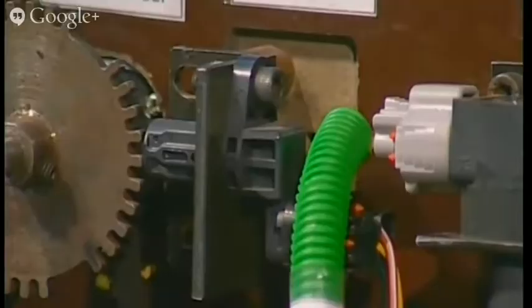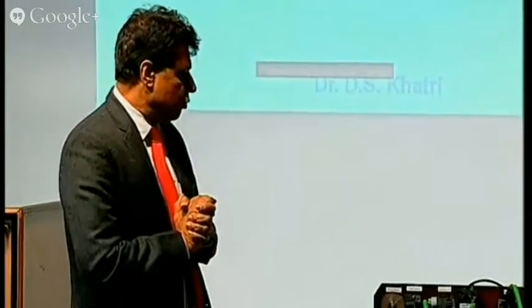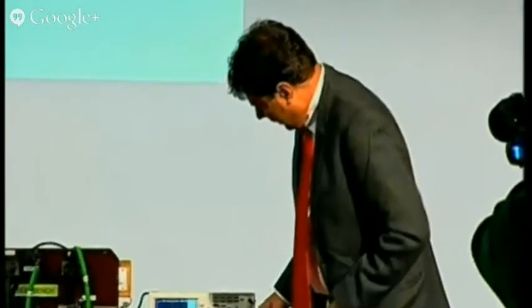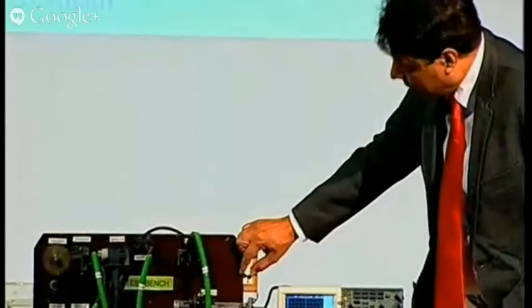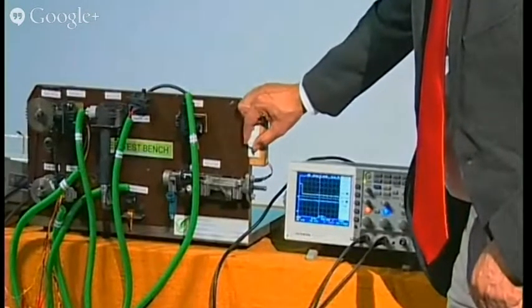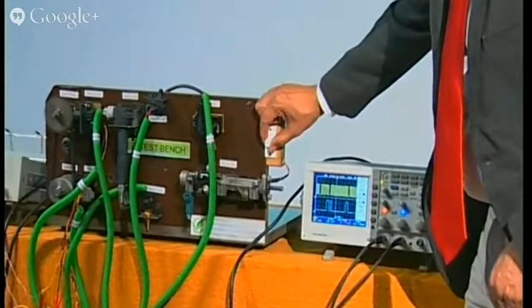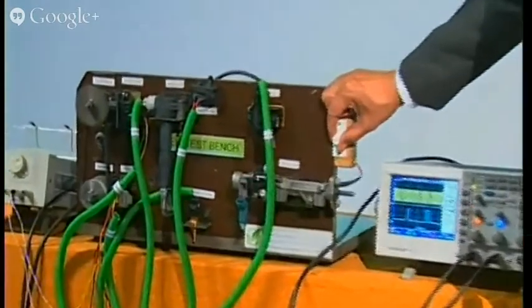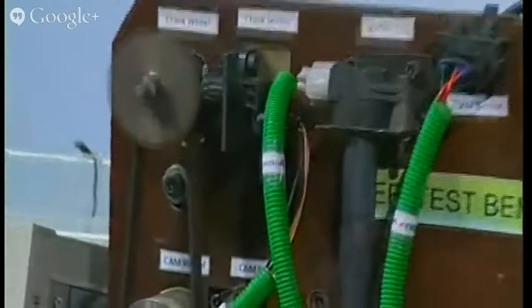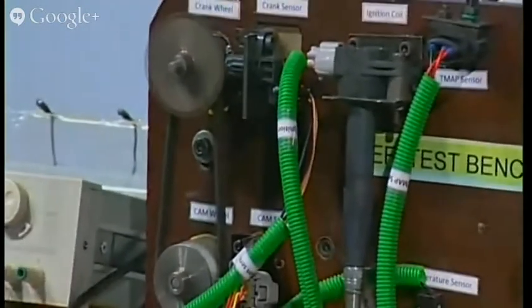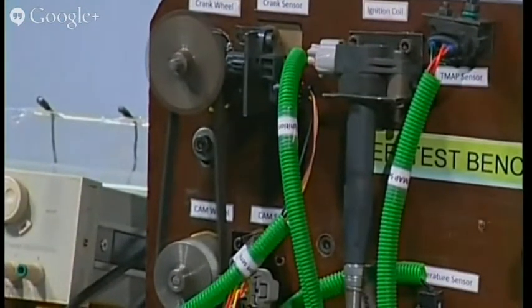Now you see, we will focus on this. Now I am going to start this crank and cam tooth pulley, and you can see this is the oscilloscope. Here we are displaying the signal. Now you can see the rotation of the crank and cam wheel.